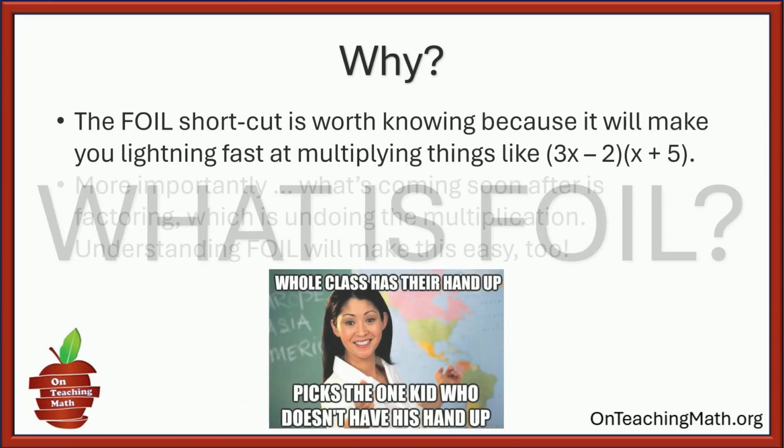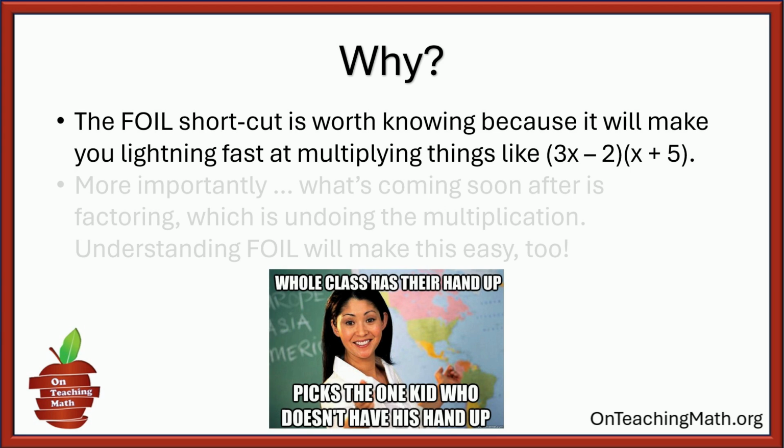So here's the thing. FOIL is just a shortcut. It's an acronym. It's going to help you multiply things like this together quickly and accurately. Once you've got this, you know how to do it. This problem right here is going to take you less than 15 seconds.